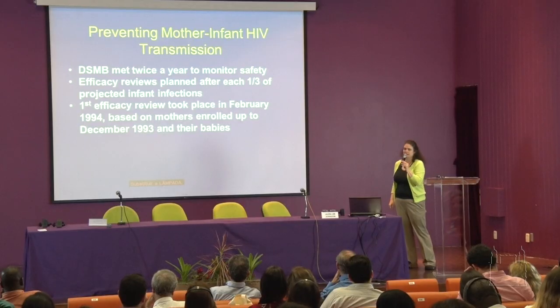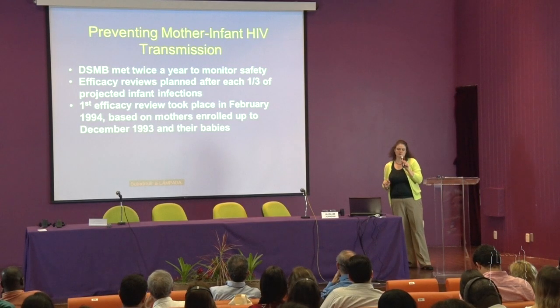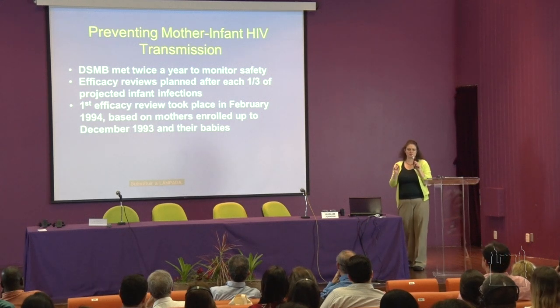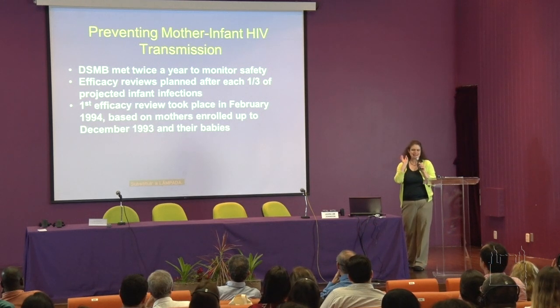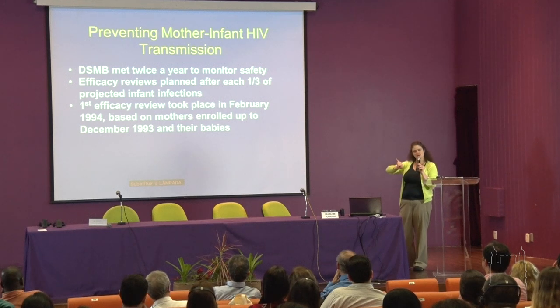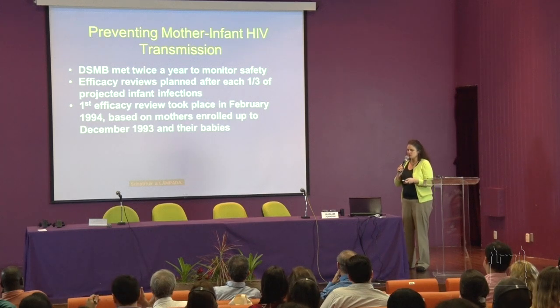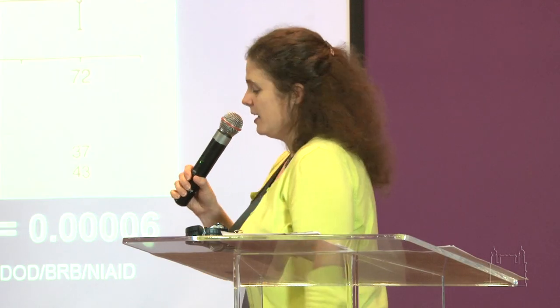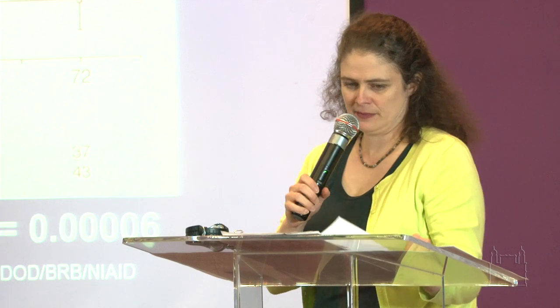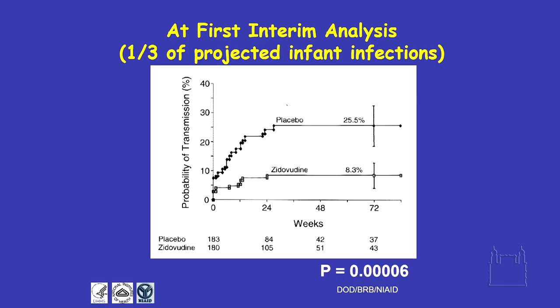So our first efficacy review in this study took place February 1994, based on the mothers enrolled up to December of 1993 and their babies. So we had clean data from April 1991 to December 1993, and then some of the last minute data for the months between December 93 and the meeting. And this is what they saw. So you're in a meeting in February of 1994, and we see these curves.